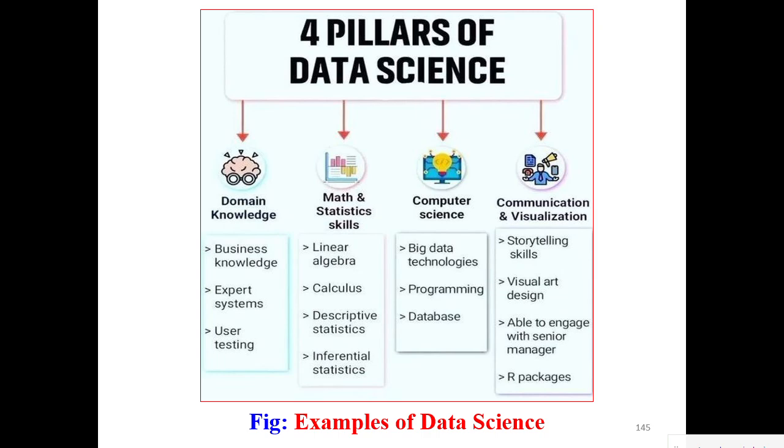Four pillars of data science. Domain knowledge: you need to have business knowledge, expert systems, data mining, databases, cloud computing, user testing, etc. The next pillar is math and statistics skills, like linear algebra, calculus, descriptive statistics, and inferential statistics. The third pillar of data science is computer science: you need to have knowledge of big data technologies, programming, databases, etc. And finally, communication and visualization, like storytelling skills, visual art design, and being able to engage with senior managers or packages, etc.